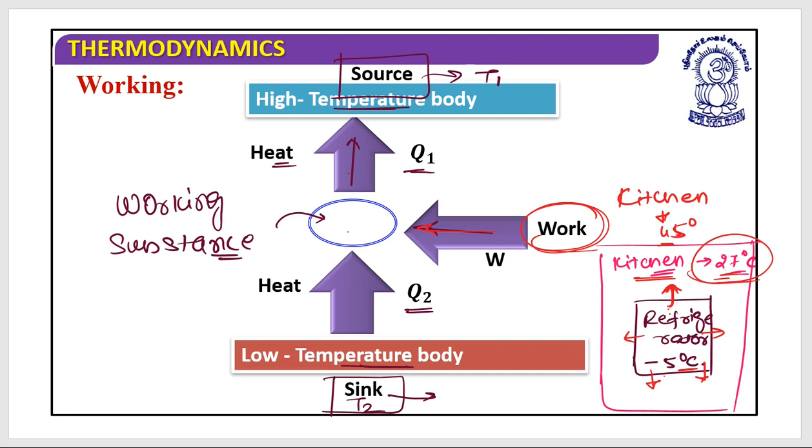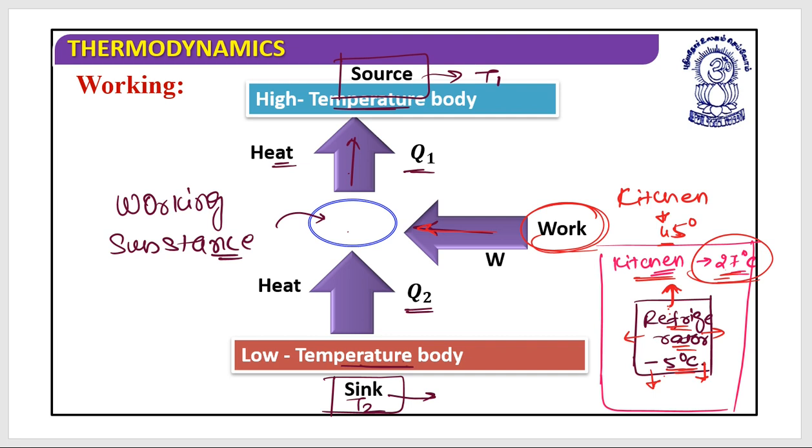But suppose it is a winter region. In those regions the temperature is lower, and even the kitchen is at a lower temperature. Sometimes it's 20 degrees Celsius, or in very cold regions 15, 10 or 5 degrees Celsius. In that situation the refrigerator works efficiently. This is the basic reason behind this. I hope this is clear.